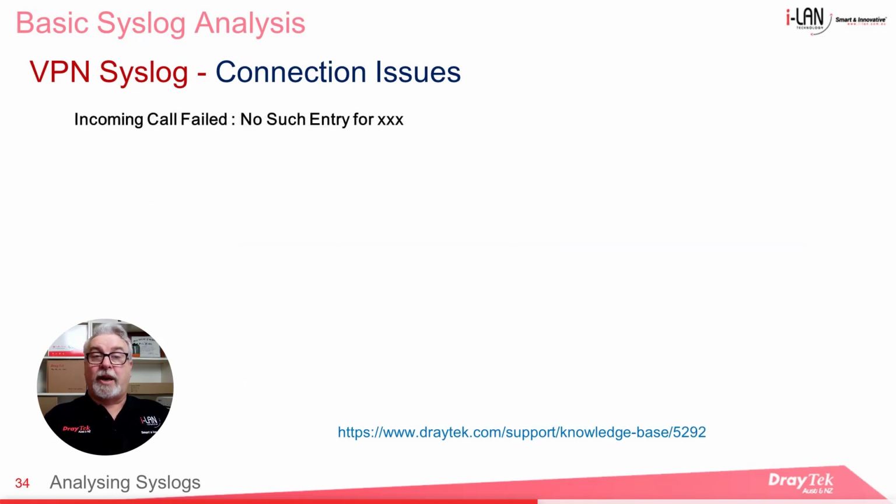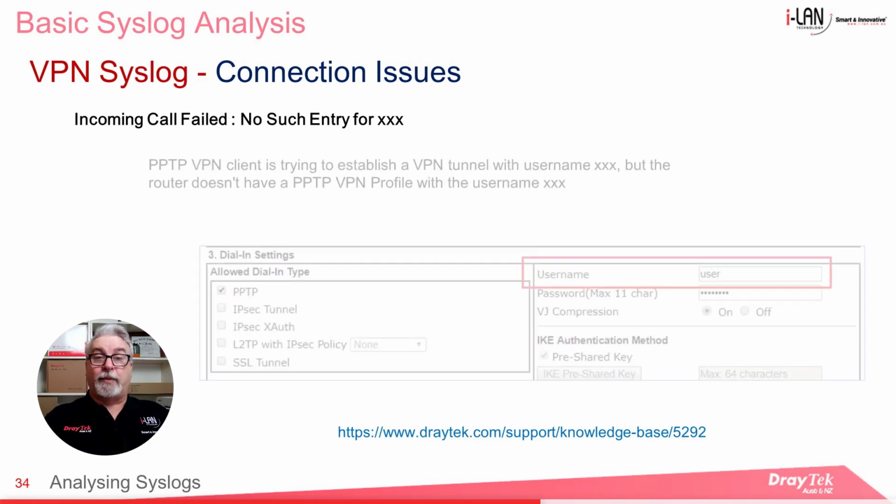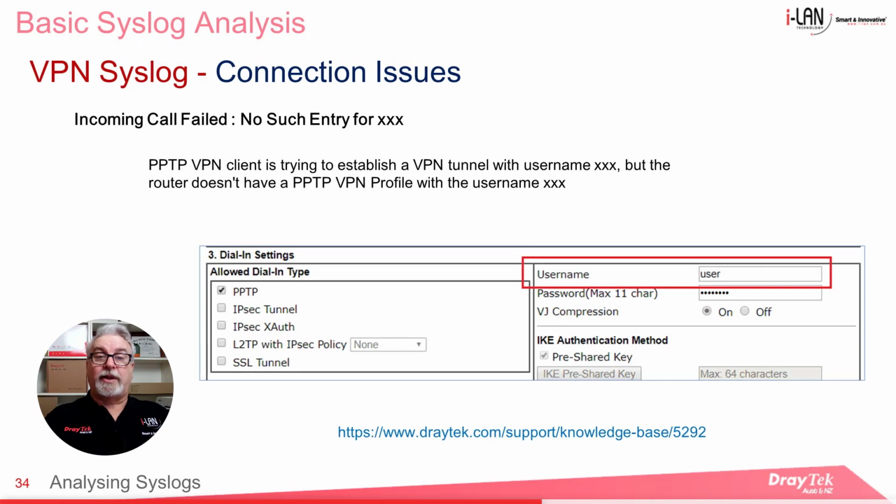The next syslog we have here is incoming call failed, no such entry for XXX. This means that a PPTP VPN client is trying to establish a VPN tunnel with username XXX, but the router doesn't have a PPTP VPN profile with that username.